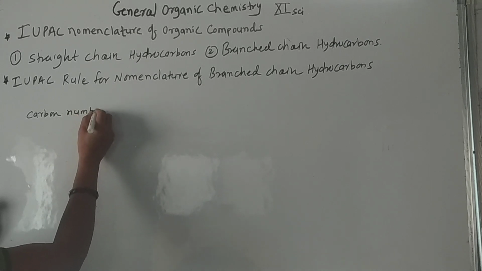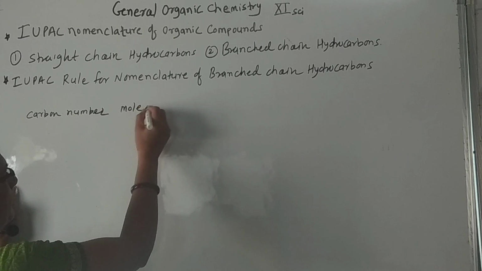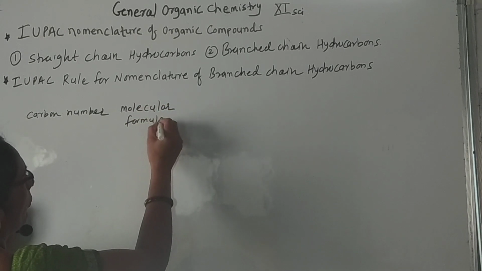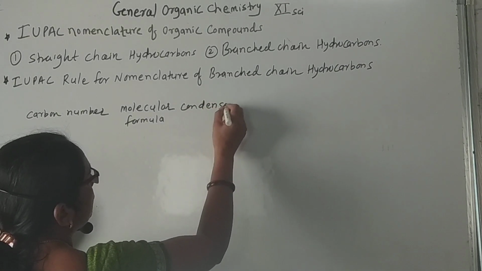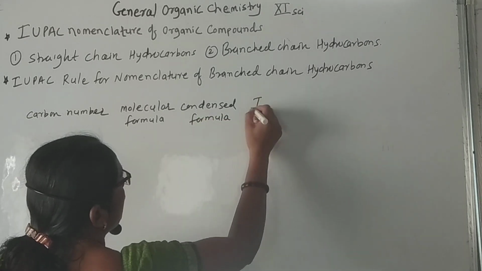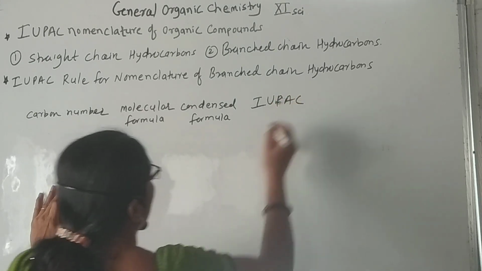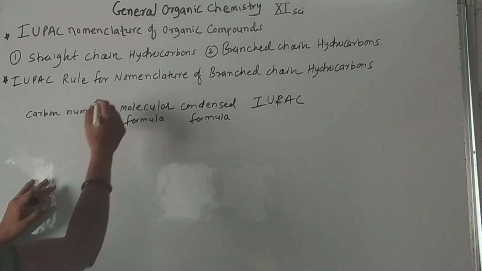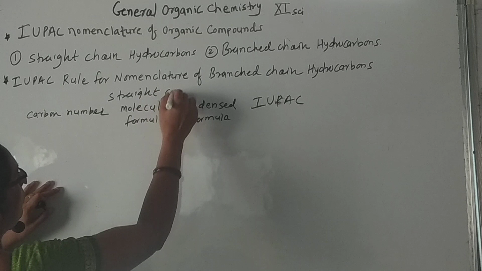For the carbon number, we consider the molecular formula, then its condensed formula, and then its IUPAC name. Now we are discussing the straight chain hydrocarbon.